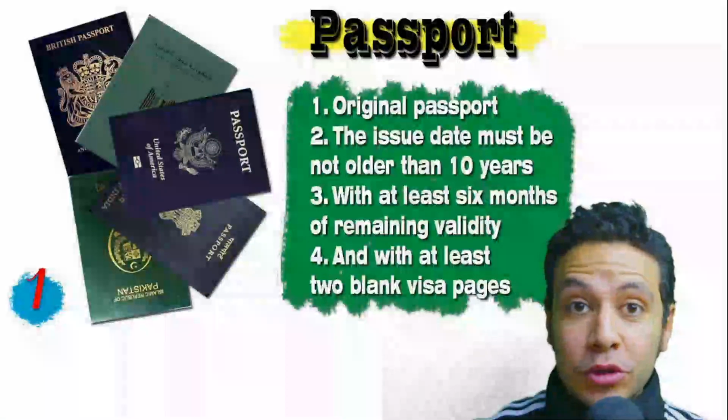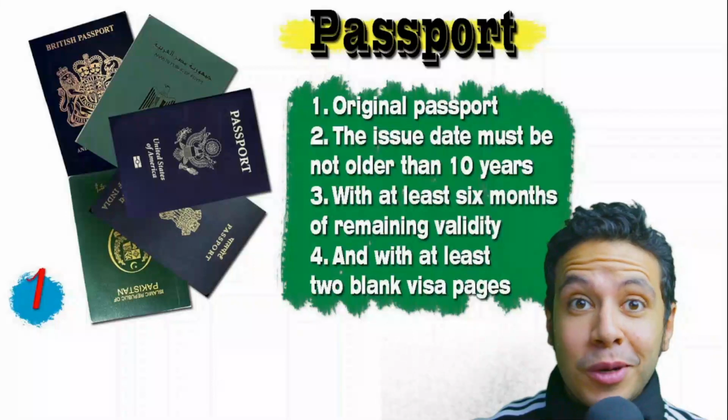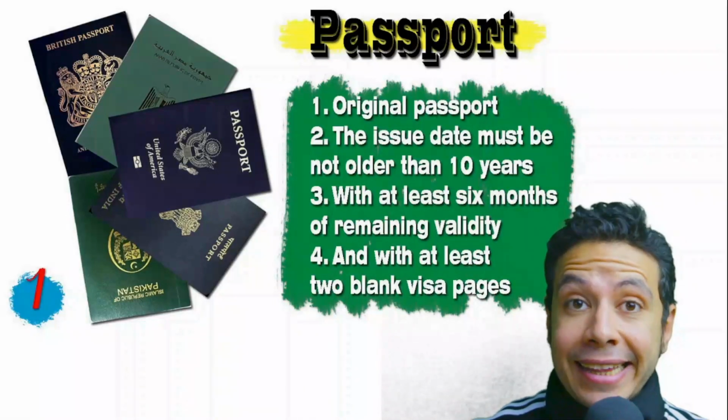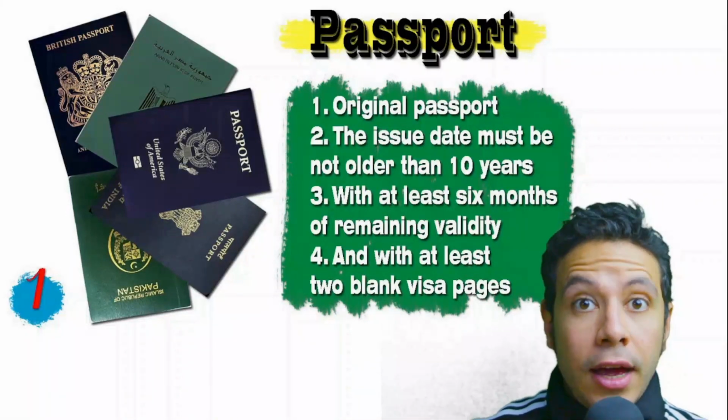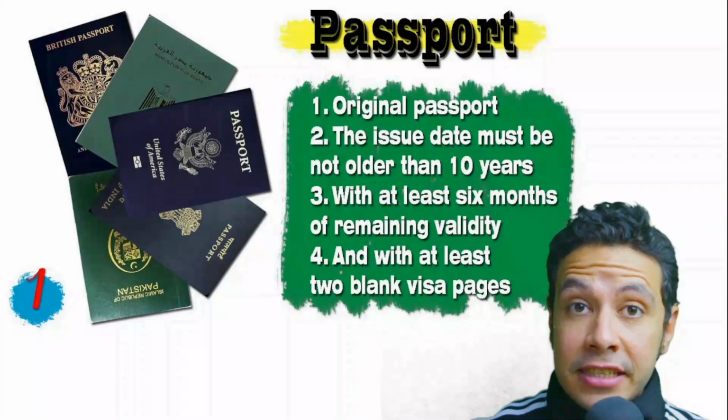So what are the required documents that you will need while applying for any visa? Speaking about your passport, it must be original and it must not be older than 10 years, with at least 6 months of remaining validity, and with at least 2 blank visa pages for the stamps.